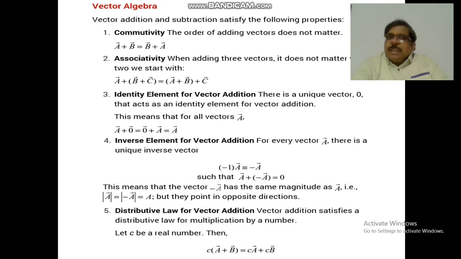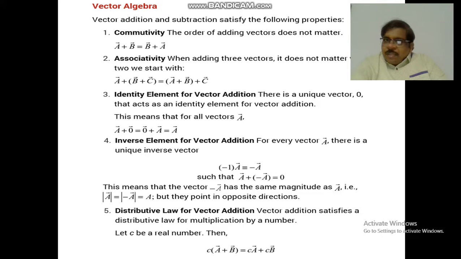Commutative property. What is the commutative property? The order of adding vectors does not matter. A bar plus b bar is equal to b bar plus a bar. This is the commutative law. And the associative law: when adding three vectors, it does not matter how they are grouped. A bar plus of b bar plus c bar is equal to a bar plus b bar plus c bar. And the identity element of vector addition. There is a unique vector 0 that acts as the identity element for vector addition. A bar plus 0 bar is equal to 0 bar plus a bar, which is equal to a bar.